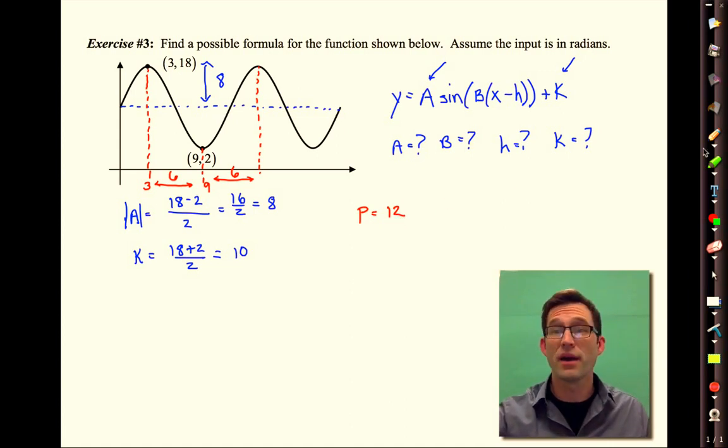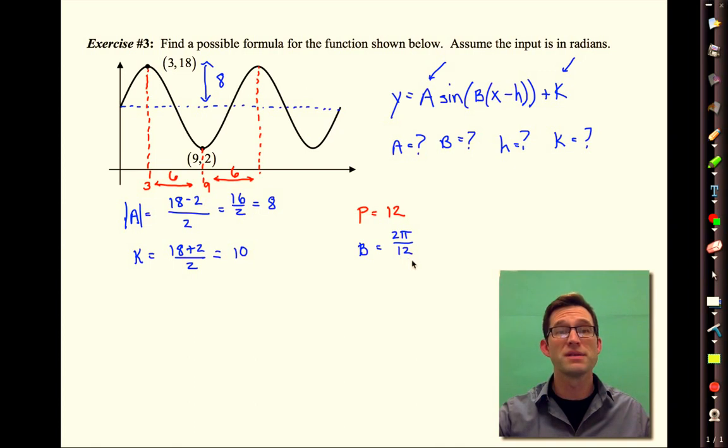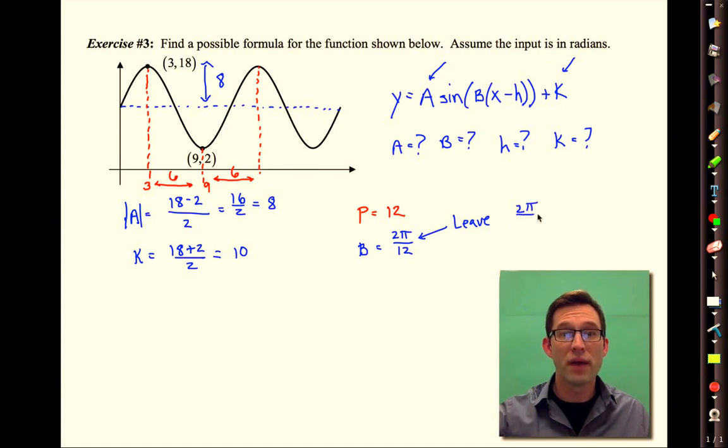12 what? I don't really know. I'm going to go back to blue. But what I can now say is that my frequency must be 2 pi divided by 12, or pi divided by 6. I actually like to leave my frequency in 2 pi divided by p form because then I can see what my period is, right? I can see it.